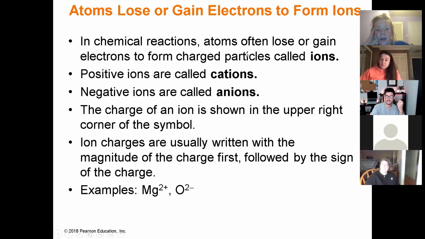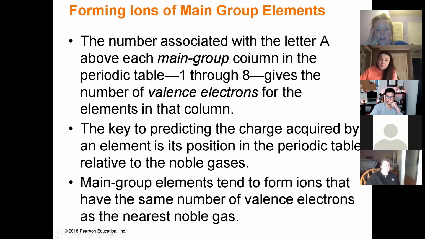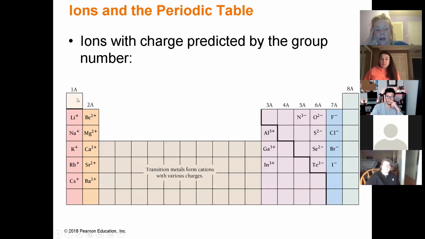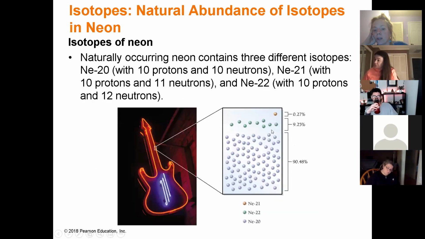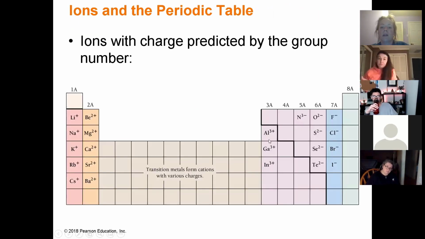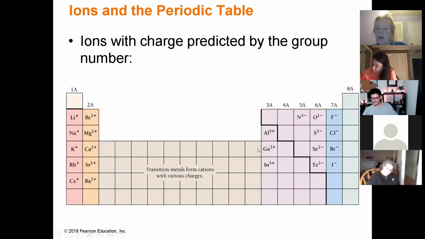Let's fill in some of the other ones. I'm going to go to this chart here. We've got our +1 here, our +2 here. Above column 3, put a +3, but it doesn't include boron, because boron's on the other side of the zigzag line. So the +3 will account for the aluminum, the gallium, and the indium.